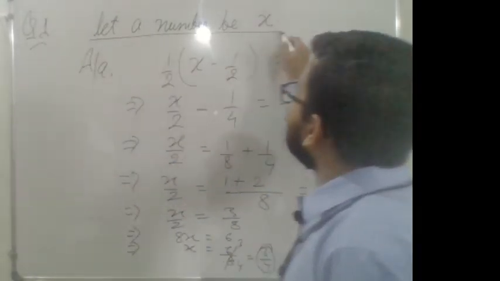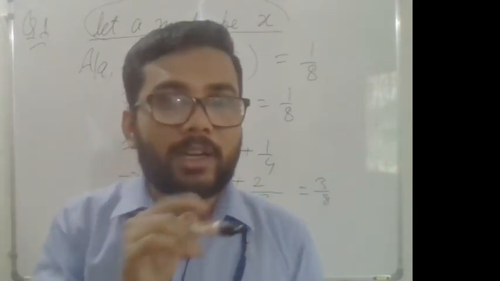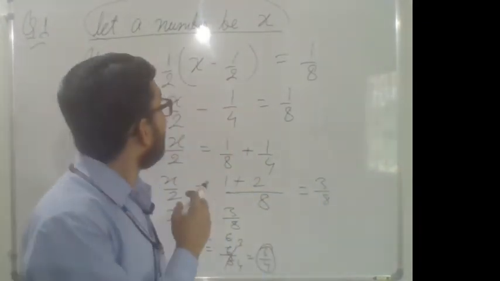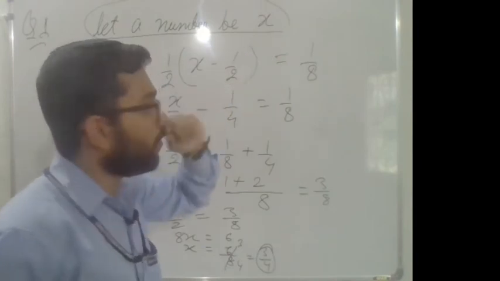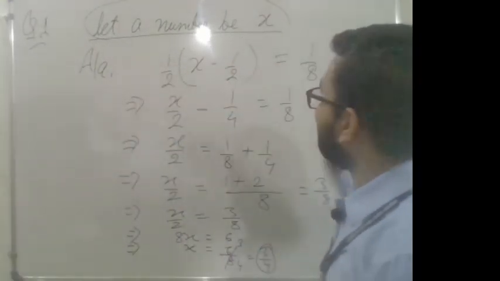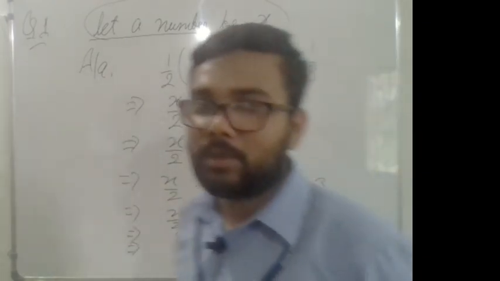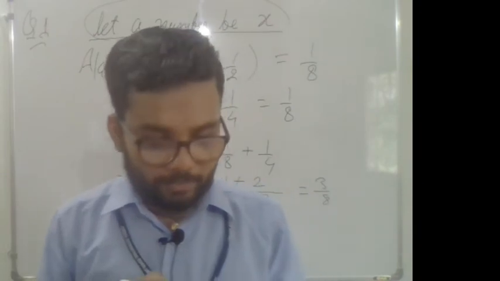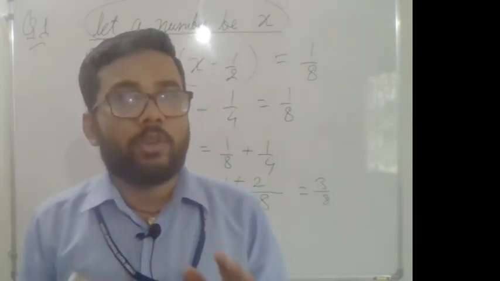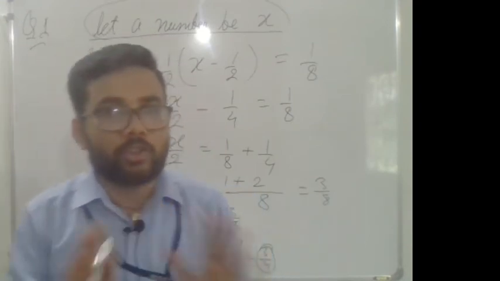So according to the question, we need to take a number x. We have taken a number x. When you subtract 1 by 2, you will get that number, and when you multiply it, you will get 1 by 8. Now we will solve, and we will get the answer. So in this way you can solve any word problem.